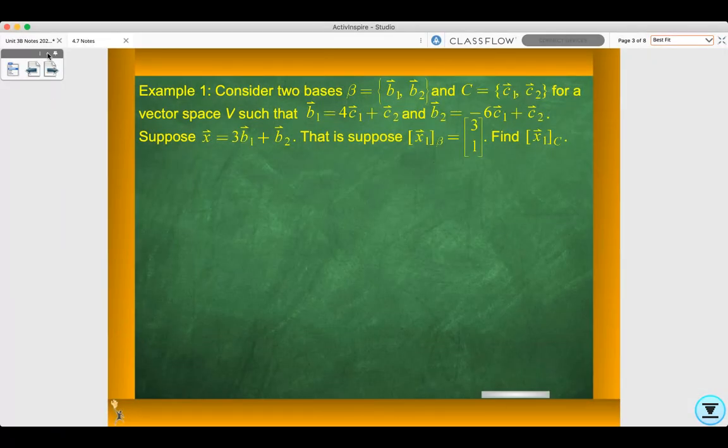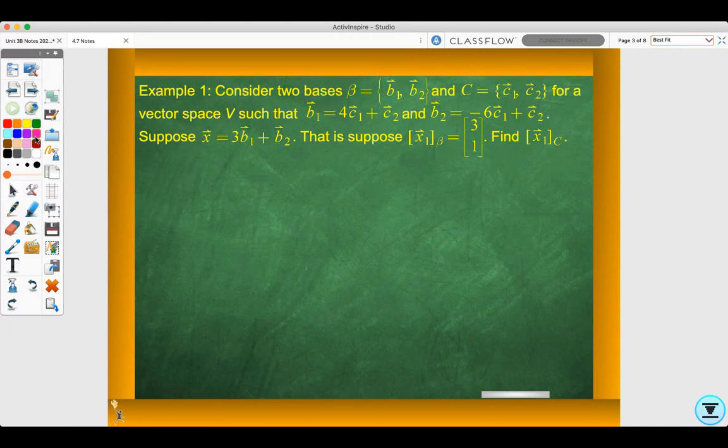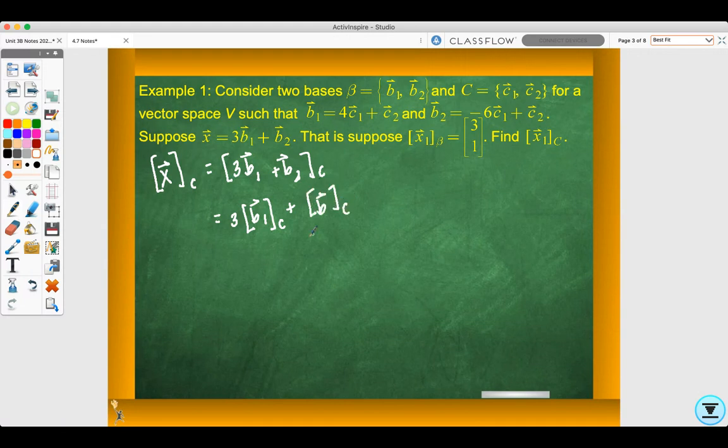So there's two ways to do this. I want to find the C coordinate vector of X, and we know that this equals the coordinate vector of 3B1 plus B2 relative to C. And this would equal 3 times the coordinate vector of B1 plus the coordinate vector of B2.